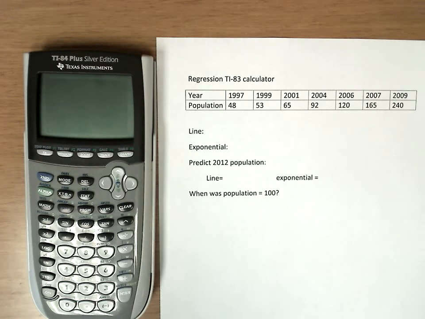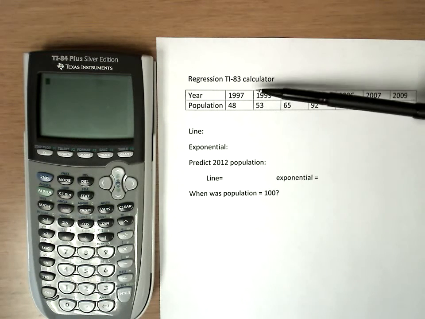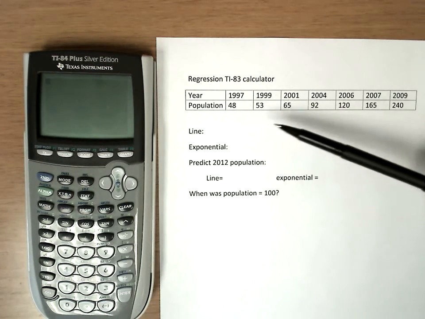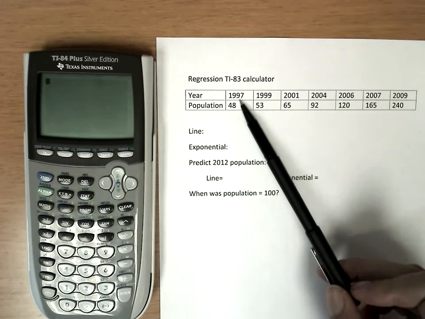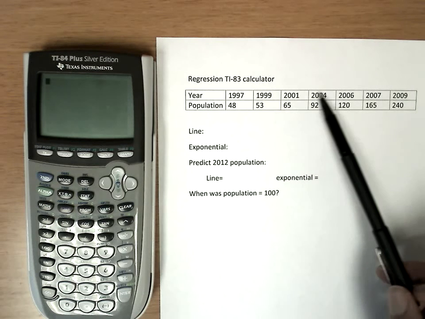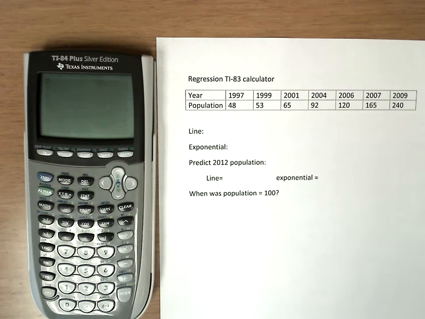Okay, now we're going to use the calculator to find a regression line and a regression exponential equation to fit some real-world data. So we're studying a population of some animal, and we have the following years and population numbers. You're going to notice the data are not evenly spaced. We have 95 to 97 is 2 years, 2 years, 3 years, and 1 year. This doesn't matter to us if we're going to use regression.